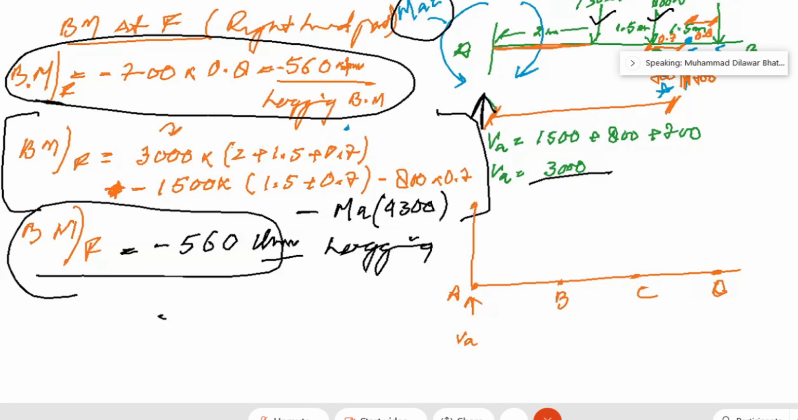Already, between A and between this span, between this portion and this portion, if I have a reaction of 3000 at the end of the point, let's say this is O, towards the left of it, we will be having a shearing force which is 3000. That means at this point B, we will be having how much?